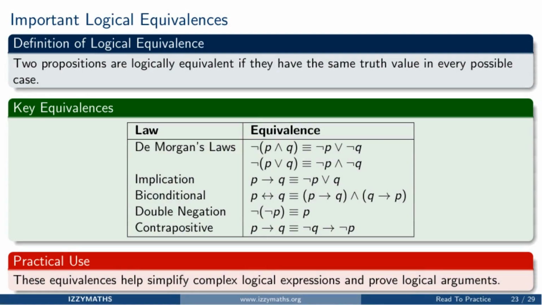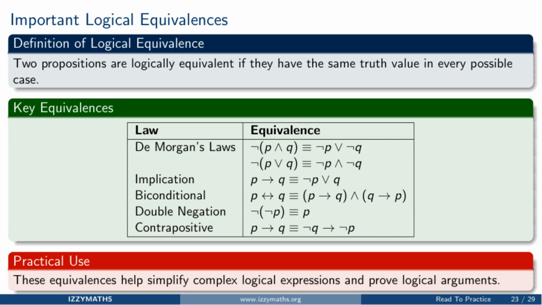Two propositions are logically equivalent if they have the same truth value in every possible case. Here are key equivalences you must know. De Morgan's laws: the negation of P and Q is equivalent to not P or not Q, and the negation of P or Q is equivalent to not P and not Q.